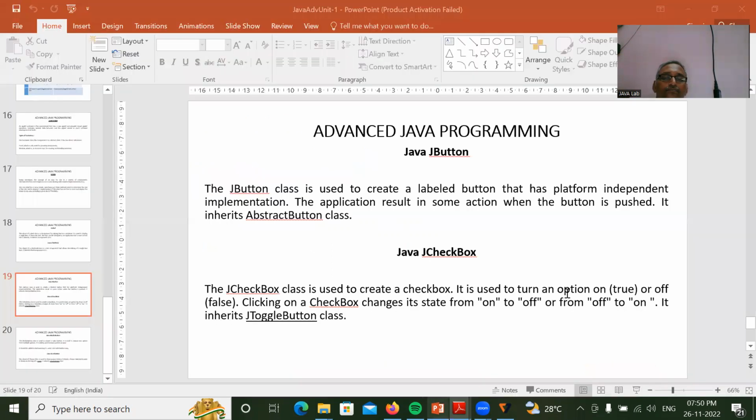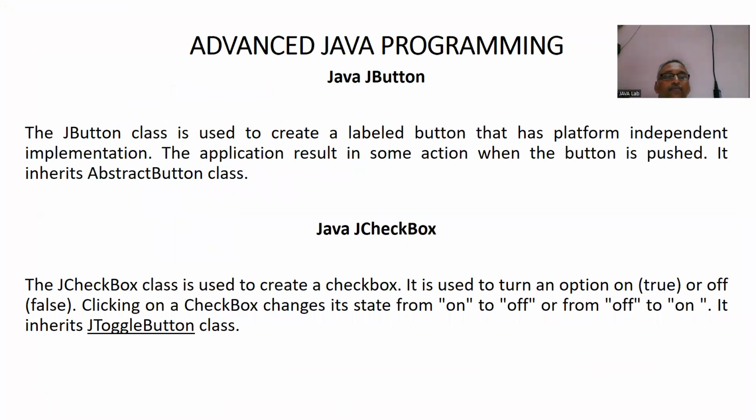Next, JCheckBox. The JCheckBox class is used to create a checkbox. It is used to turn an option on or off, true or false. Clicking on a checkbox changes its state from on to off or from off to on. It inherits the JToggleButton class.